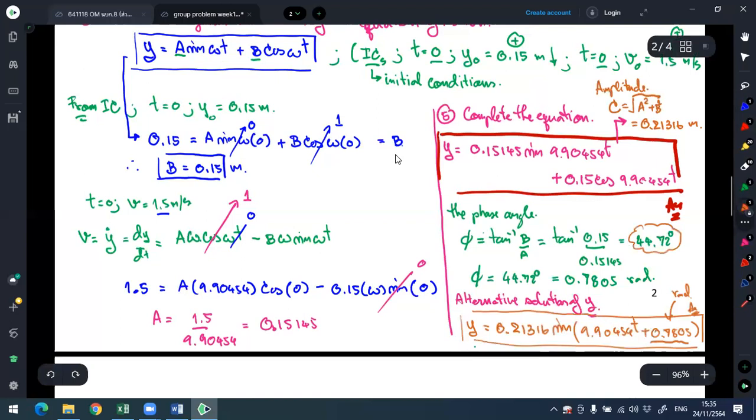So this is the alternative solution, but the question stops at this point already. Actually, you answer only this, and that should be enough. Are you all right? That's all for this example.